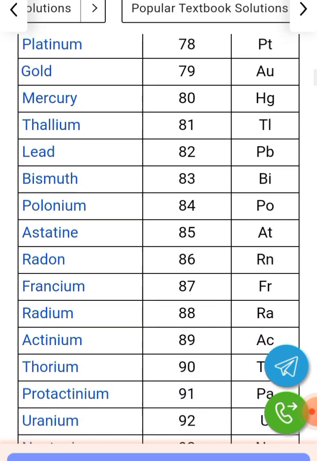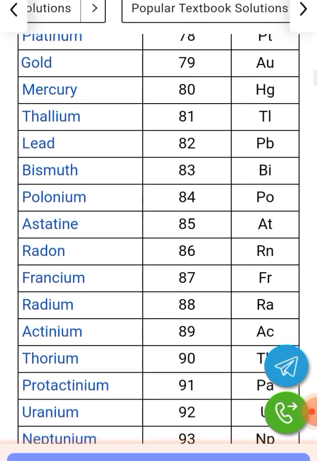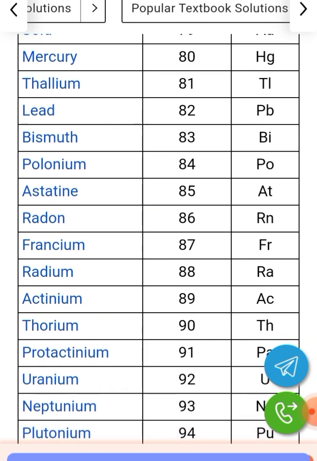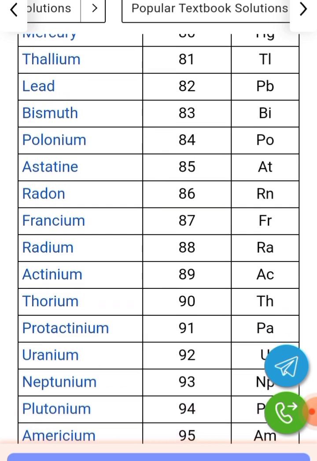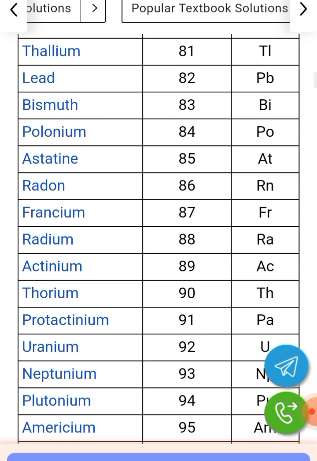Then look at gold, number 79. Gold, Au. That is the symbol. Look at mercury, Hg. That is the symbol. Thallium. Those ones still follow a little. I have lead, Pb. That is the symbol. We have bismuth.